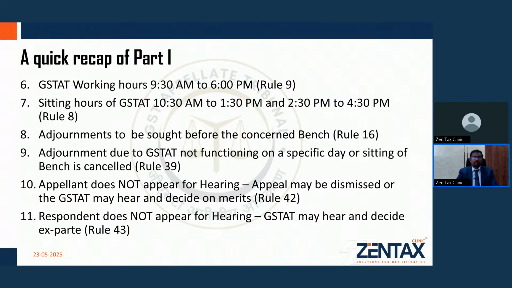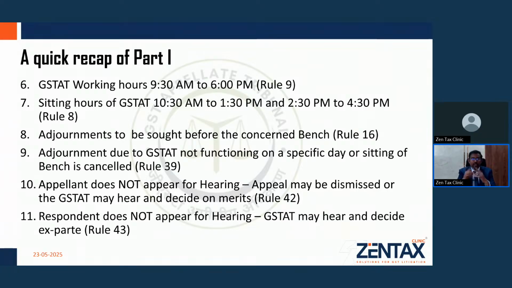If for any reason the GSTAT itself is not functioning on that specific day, or that specific bench is cancelled, then the matter would be adjourned even after the preparation of a cause list. The cause list is the list of cases that are to be posted before that specific bench of the GST Appellate Tribunal on that specific day. Therefore, even after preparation of the cause list, if for any reason it is not functioning, the matter would be automatically adjourned, as is contained in Rule 39.